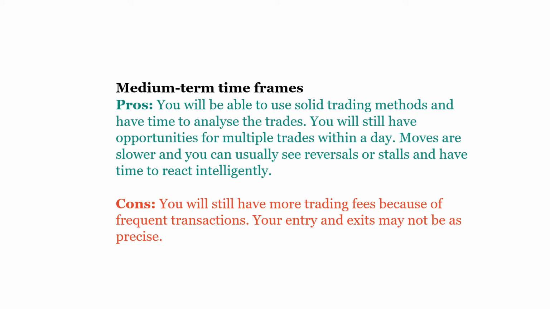For medium time frames, the pros are you'll be able to use solid trading methods and have the time to analyze the trades, and you'll have the opportunities for multiple trades within a day. Also, moves are slower and you can usually see reversals or stalls and have time to react intelligently. But there are cons, and these are you'll still have more trading fees because of frequent transactions, and your entries and exits may not be precise.